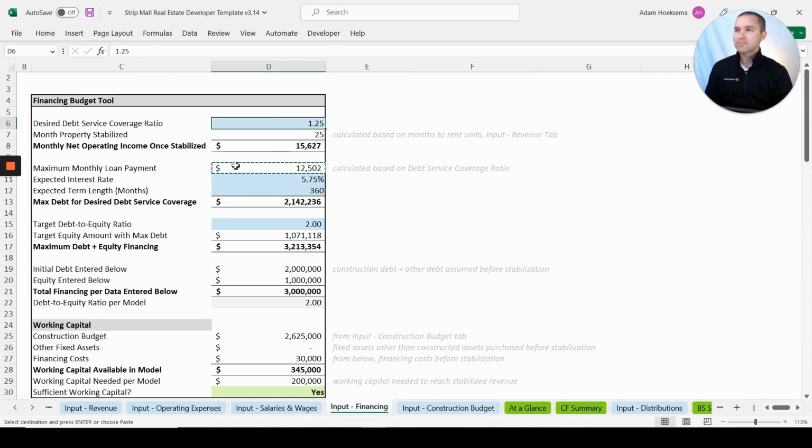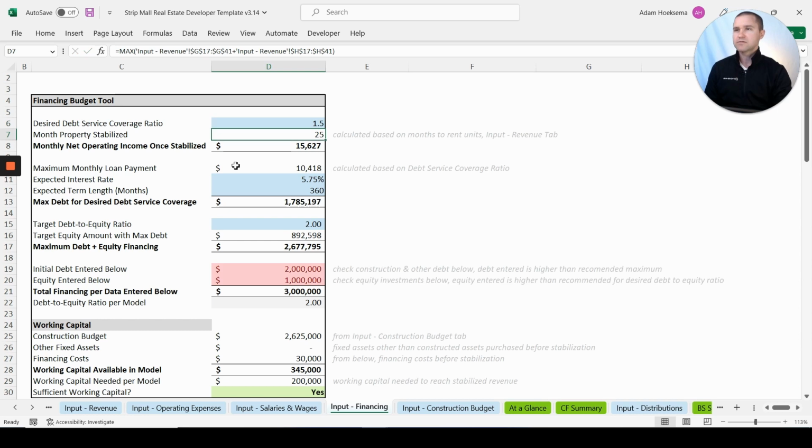Let's say we needed to have a 1.5 debt service coverage ratio. So if we needed a 1.5 debt service coverage ratio, now all of a sudden we're saying the maximum debt that we're able to afford is 1.7 million, but we entered that we were going to have a $2 million loan. So that's why this turned red, because it's saying, nope, you actually can't afford that. And so you'll notice that as you go throughout the model.